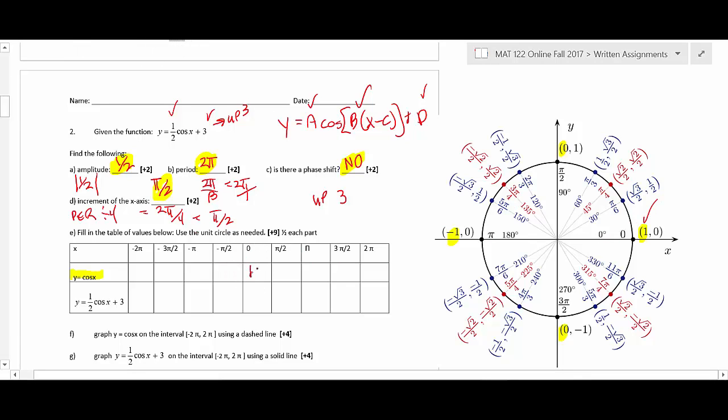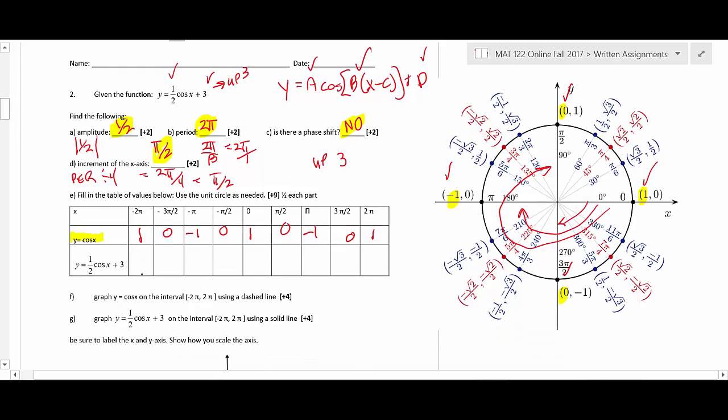We have cosine of 0 is 1. Sometimes I can't talk and write at the same time. Cosine of pi over 2 is 0. Cosine of pi is -1. Cosine of 3 pi over 2 is 0. Cosine of 2 pi is 1. And if you go backwards, cosine of negative pi over 2 is 0. Cosine of negative pi is -1. Cosine of -3 pi over 2 is 0. And all the way around the circle it's 1 like that.